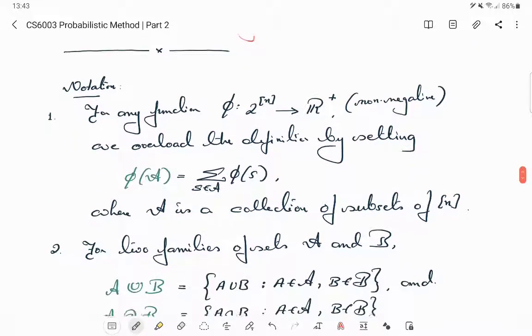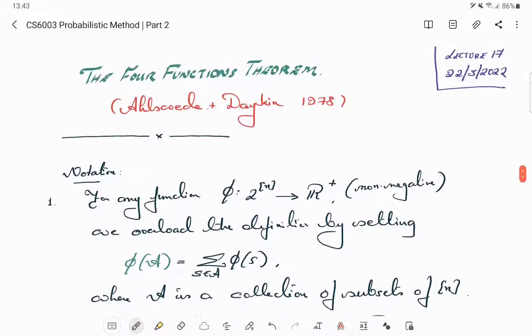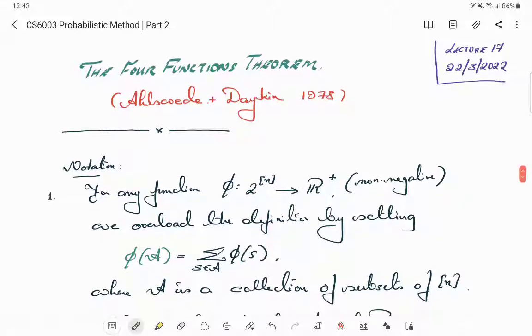Okay, so in order to state the four functions theorem, we need some notations. It's not difficult. These are all natural notations, but there are some 3-4 notations to familiarize ourselves with. We are talking about some functions from the power set of numbers 1 to n. Each element in the domain is a subset of n, and the codomain is non-negative real numbers. Even though I will denote it by R plus, it does not mean strictly positive, it only means non-negative.